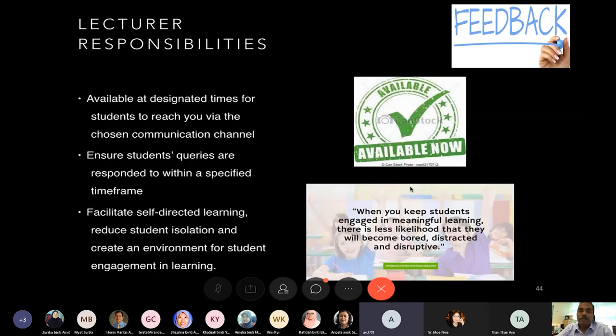Now here, other responsibilities of lecturers is that when you are doing asynchronous or synchronous teaching, you need to have feedback. If questions were posed to you, how are you going to get back to the students? So you need to have feedback, and you have to have your available time. You need to give a time frame where you are available from this hour to this hour. So the students can engage you either through WhatsApp or any other means, or even through eLEAP itself. And lastly, when you keep your students engaged in meaningful learning, they will engage in the course that you're providing. So these are the three things you need to remember as your responsibility: feedback, availability, and creating an environment where they can thrive in learning.